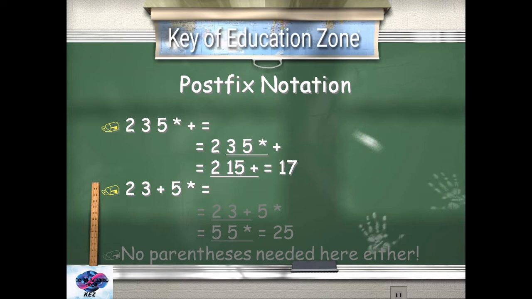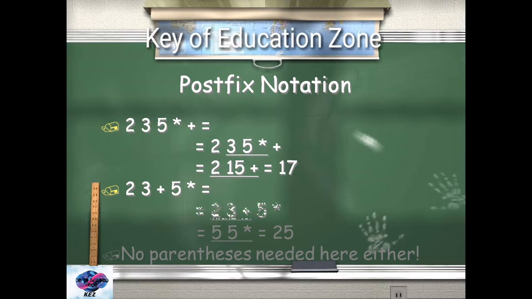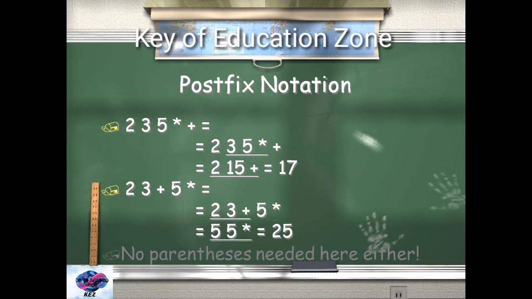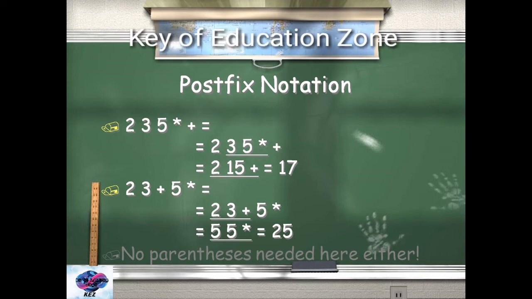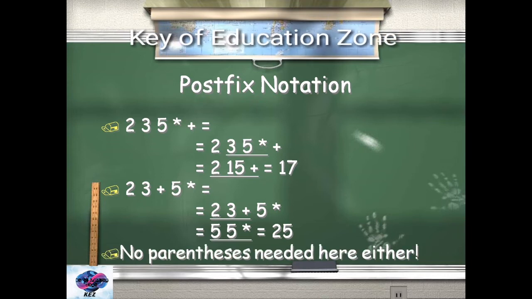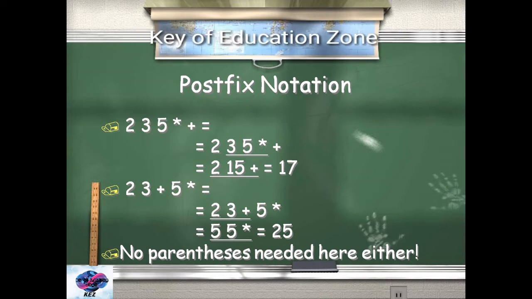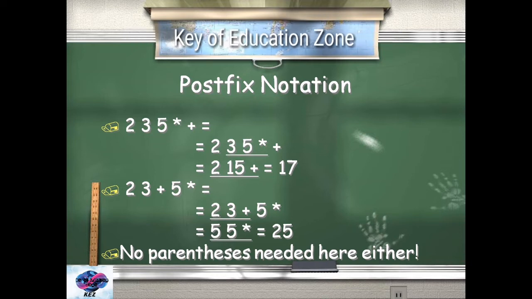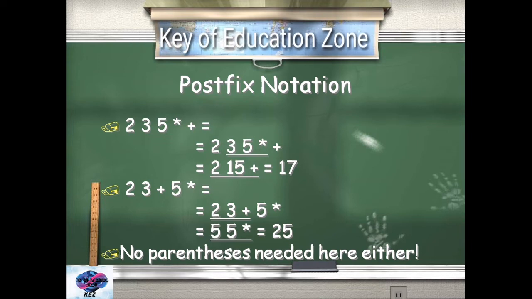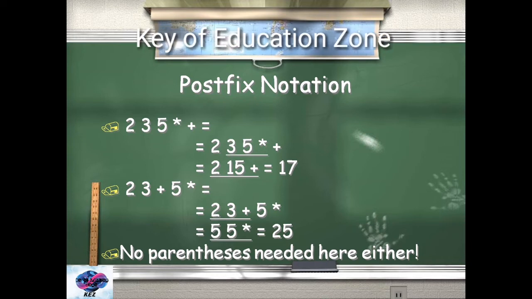Now if it is 2, 3 plus 5 star, so 2 3 plus, it will give you 5. 5 star 5, that means 5 multiplied by 5 gives you 25. Here also we don't need parenthesis. So you can see this infix notation requires parenthesis mandatorily for any particular result. But in the same case, if it is placed in prefix or postfix, there we don't need any parenthesis.